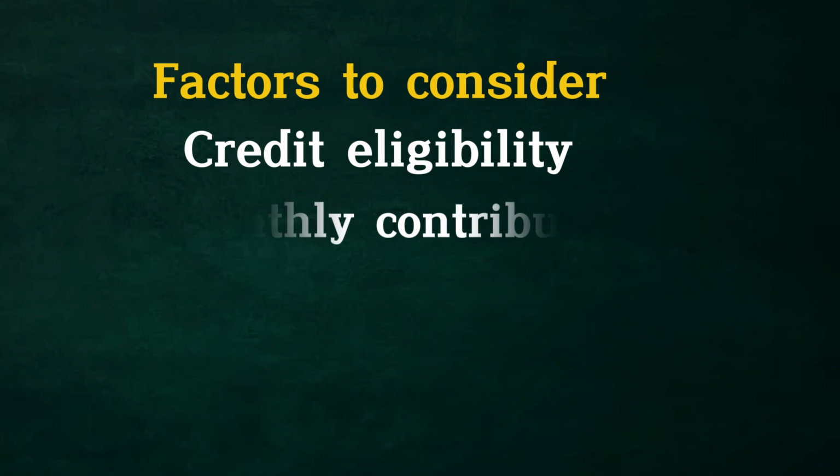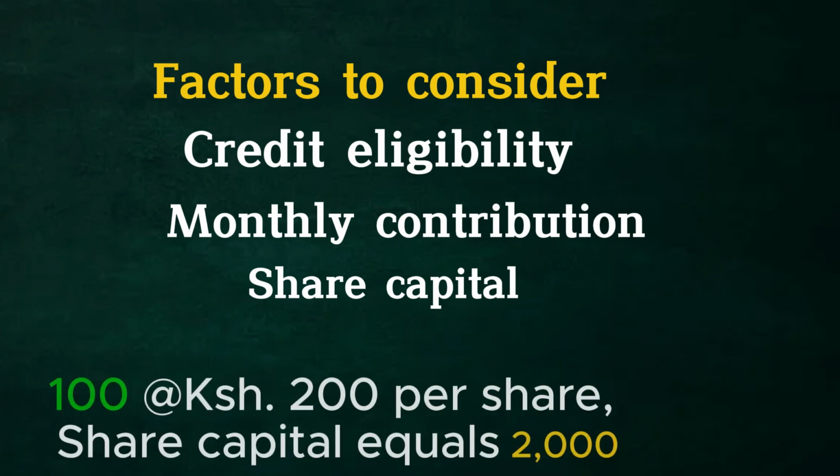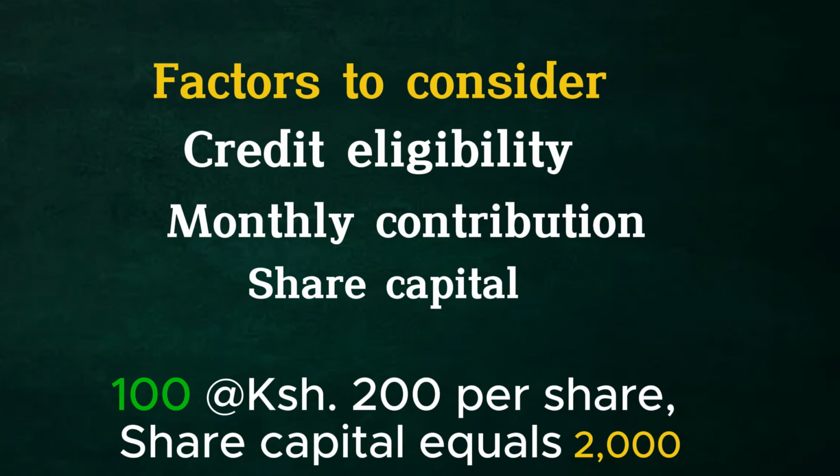Monthly contributions. Share capital. For example, if a SACCO requires you to be a member by buying a minimum of 100 shares at Kenya shillings 200 per share, then the share capital will be 2,000 Kenya shillings.